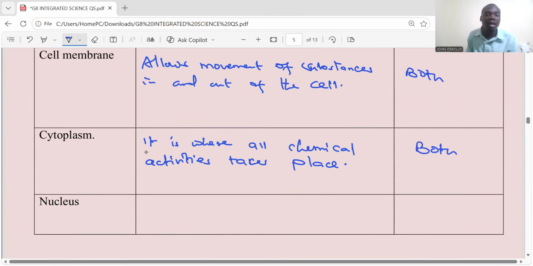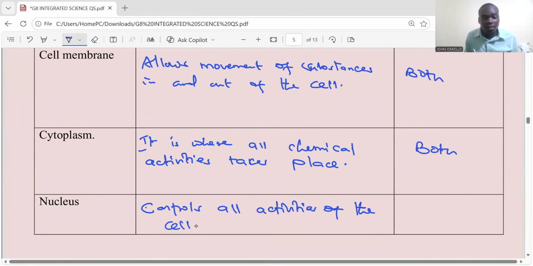The only difference is that when you look at the cytoplasm of an animal cell, it's all over the cell. But when you look at that of a plant cell, it is concentrated basically towards the periphery. They also have a nucleus, which controls all the activities of the cell. Controls all the activity of the what? Of the cell. Another function is that it stores DNA.